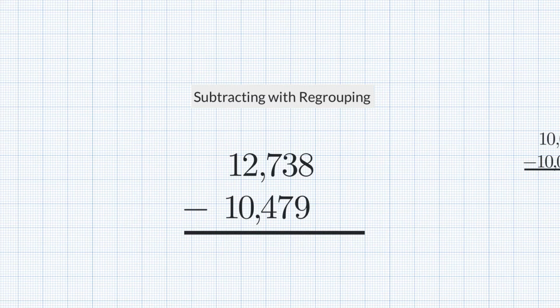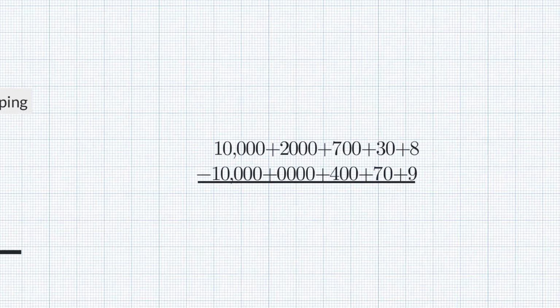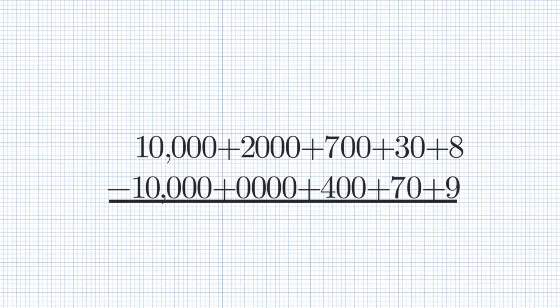10,479. If you remember when I did the addition video, I showed the problem broken out into expanded form, so I'm going to do the same here. Taking both of our numbers, 12,738 and 10,479, and breaking them into expanded form. I'll blow this up a little bit more for us. So you see here we have both numbers in expanded form.